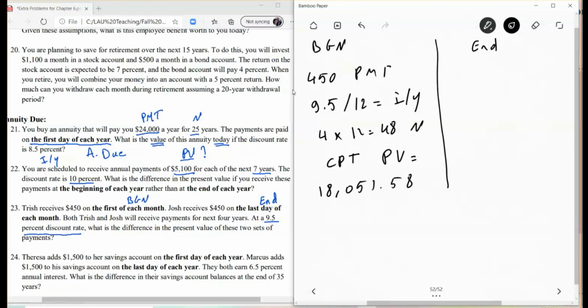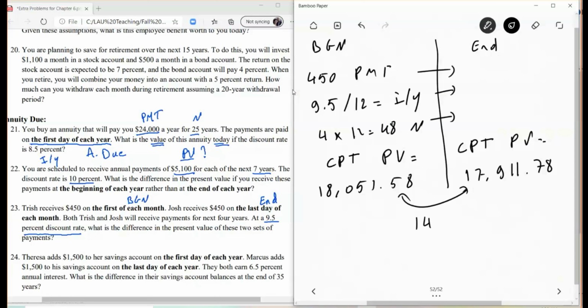Now I switch back from the begin mode to the end mode by clicking on second begin, second set, second quit. Once I'm in the end mode, those entries are already stored in my financial calculator. So I click on compute PV. This time the answer is 17,911.78. So the difference between those two amounts is equal to 141.8.